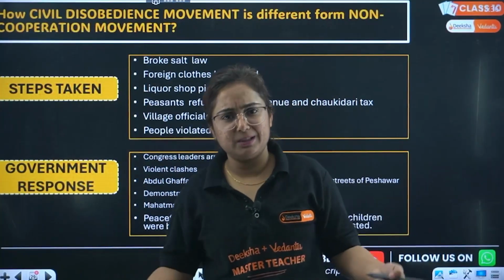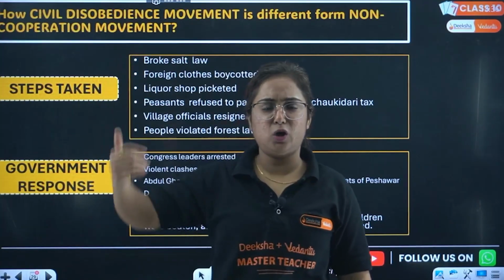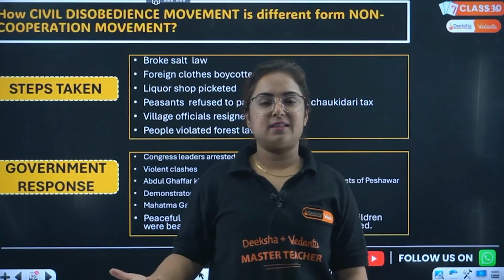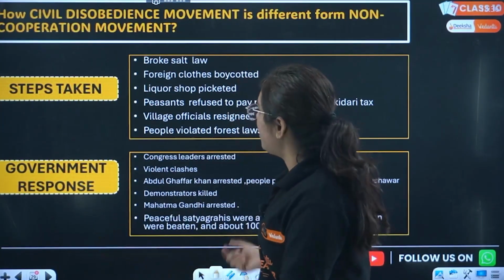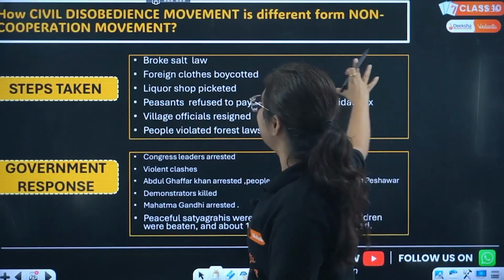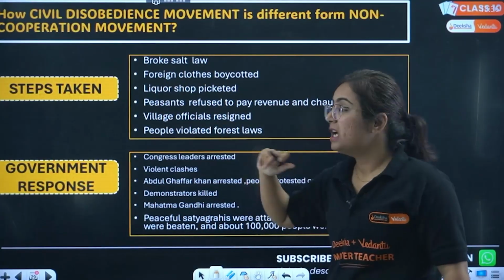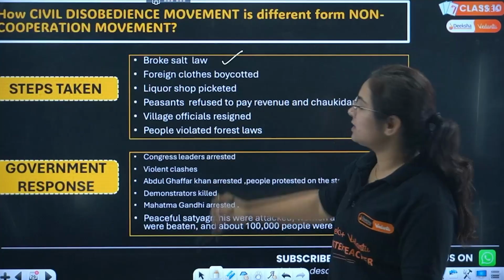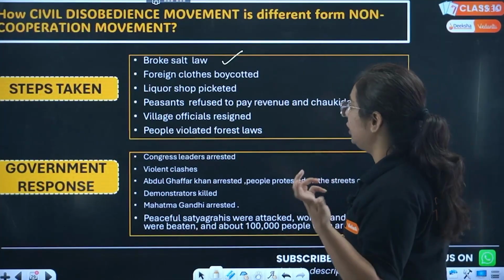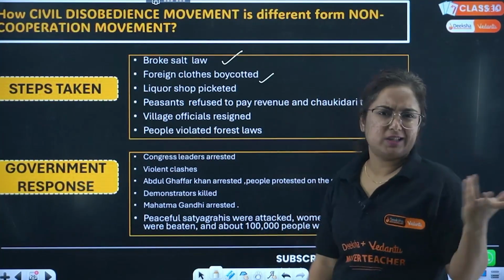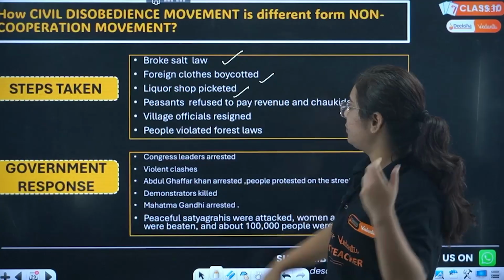Now what will be done, bhai? Tell me the steps as they were in the non-cooperation movement. Some things are common, some things are different. So how is the Civil Disobedience Movement different from non-cooperation, beta? What are the steps taken? They broke the law, one among them being the salt law. Foreign clothes were boycotted, obviously. Liquor shops were picketed.